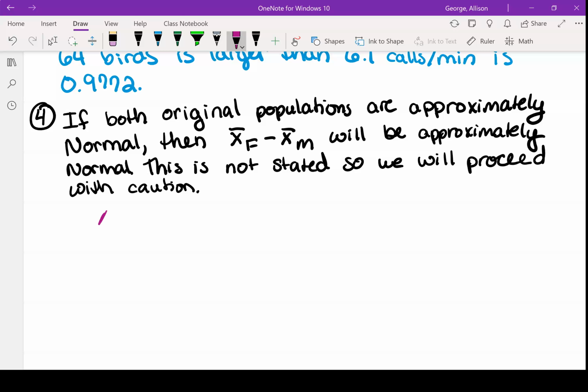All right, so we need to find the mean. So the mean of X bar F minus X bar M. All right, so X bar F, the mean of that one is 8.8. The mean of X bar M is 7.3. When I subtract those, I'm going to get 1.5. And my units for that would be minutes, because we're talking about 2-mile times.